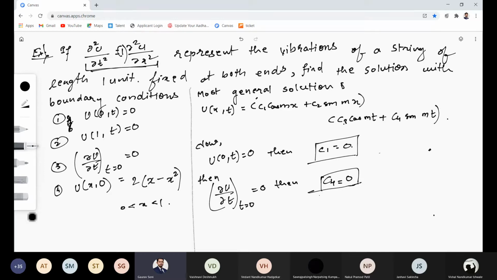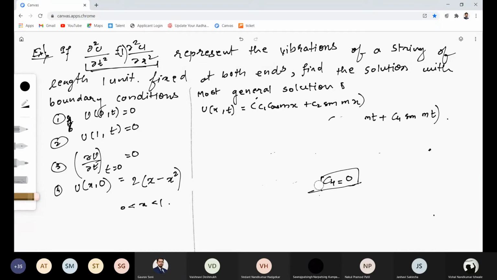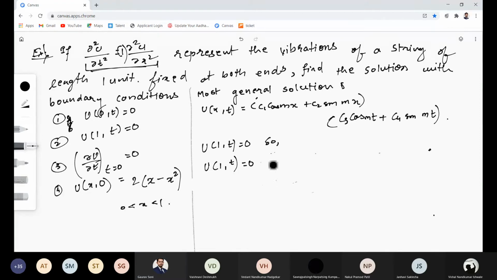I'll go for the second condition. U of 1 comma t is 0. So in that case, U of 1 comma t equal to 0. So C1 is 0, C4 is 0.